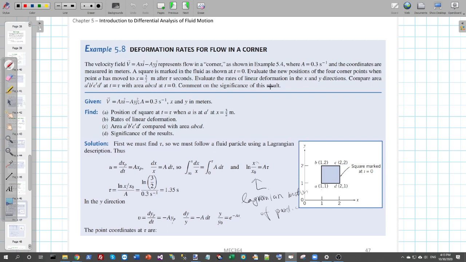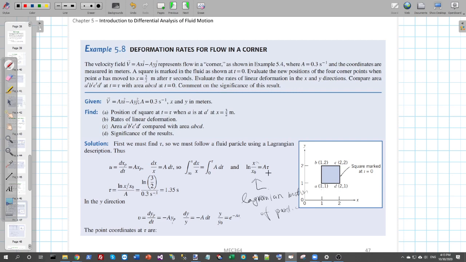We also have 4 points here, with their positions given at t equal to 0. We want to see what the new locations of these 4 points are after point A moves to x equal to 3 over 2. To do this, first we need to find, for point A at t equal to 0, x equal to 1, and later x will become 3 over 2. We need to find out what the time interval tau will be. That is the first thing we need to find.